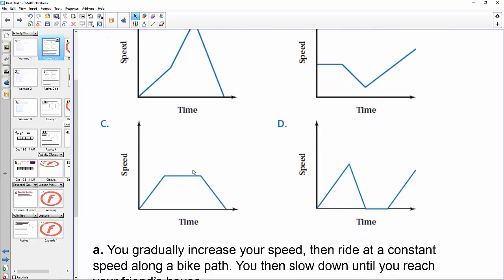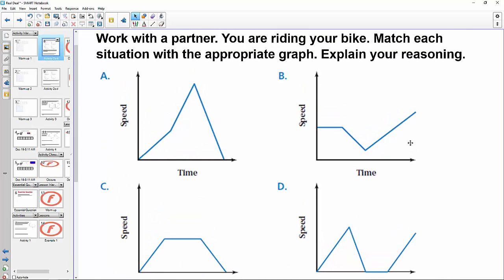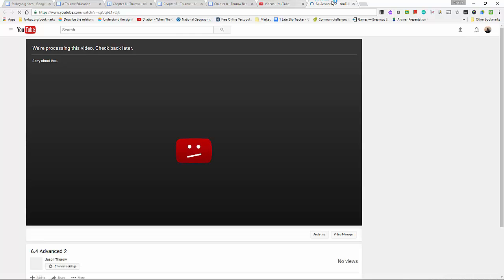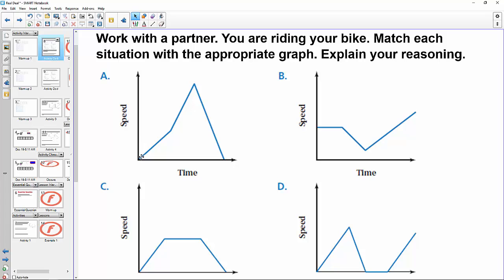So now we're going to look at these and think of various ways that you could have stories of this here again with speed and time. What kind of stories can you have? And it says that you're riding a bike. So I'll give an example of one of them. So perhaps we'll just look at this first one here.